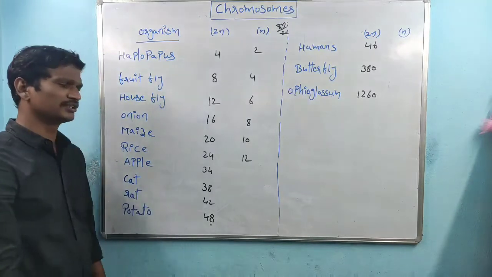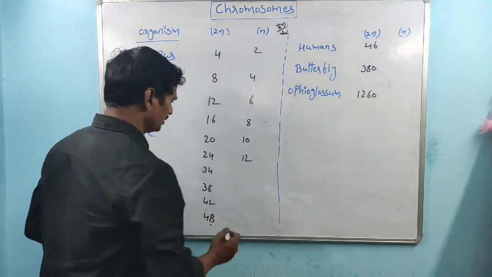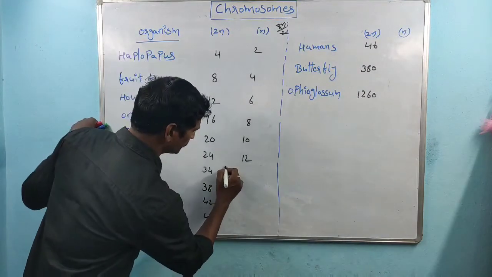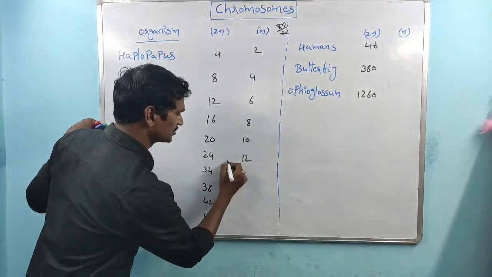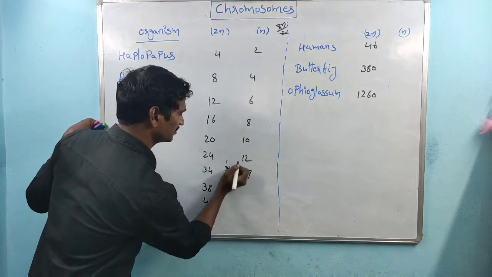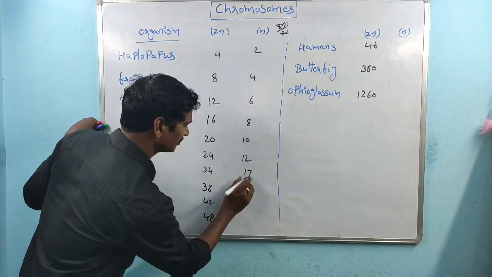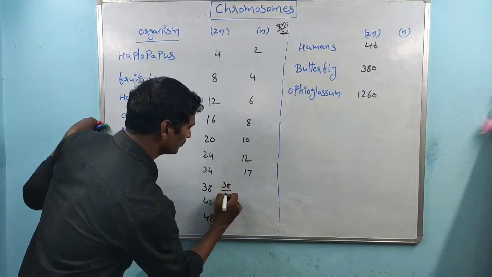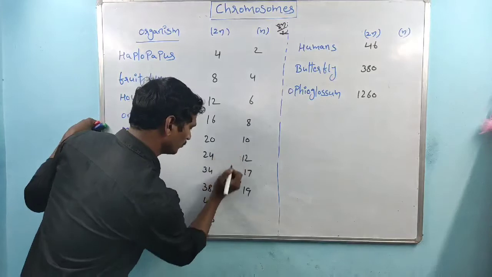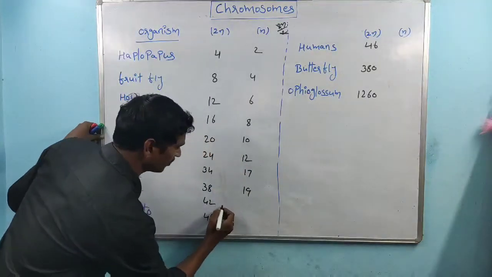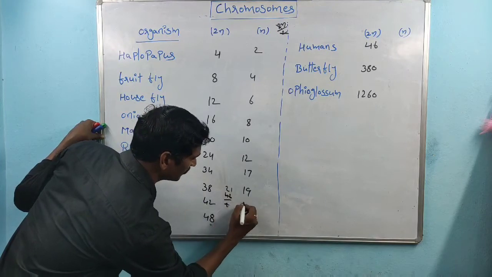Then we can easily write the n state of chromosomes, right? So here 34 divided by 2, see, the number is 17, right? And the next one is 38. The number of chromosomes is 38 divided by 2, that is again 19, right? And the next one, 42, divided by 2, that is nothing but 21, right?